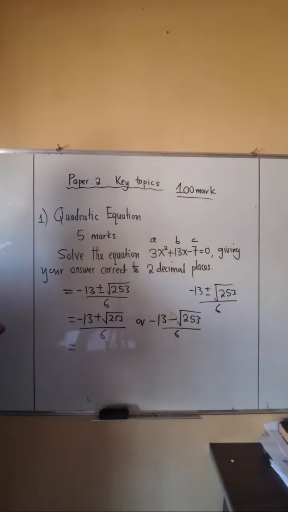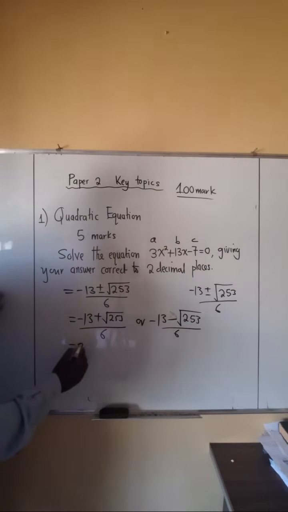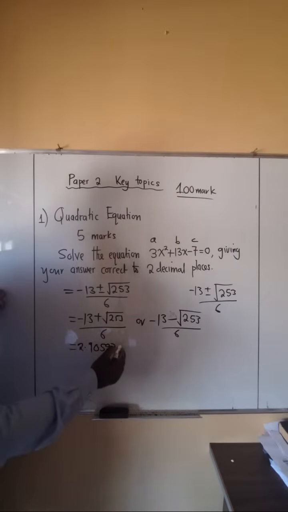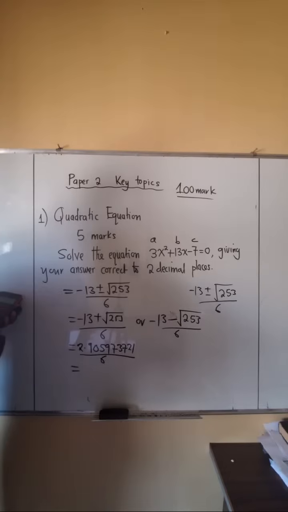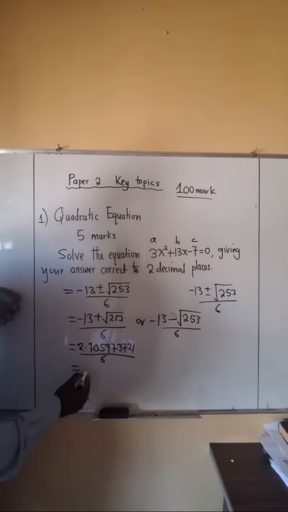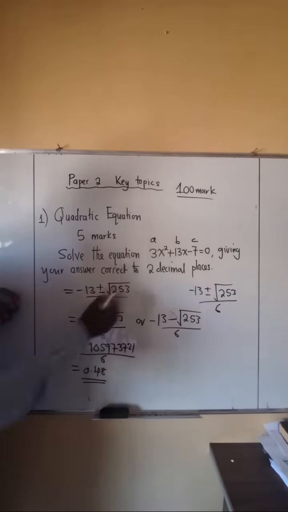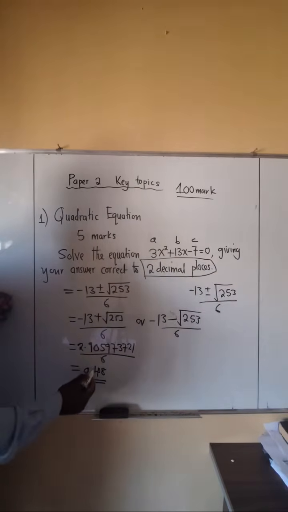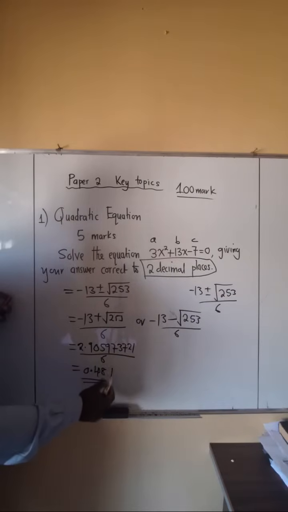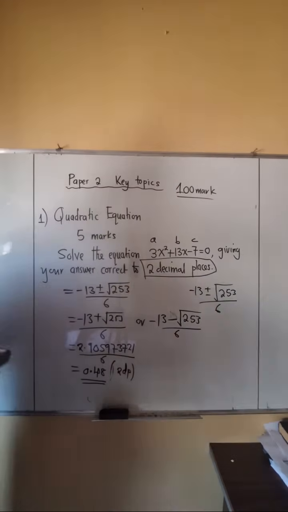This, of course, is giving us 2.0597371, divide by 6. So when you divide by 6, we're getting 0.48. This is our answer. I've written the final answer in 2 decimal places according to the instruction in the question. So it's supposed to be in 2 decimal places, 2 dp. That's it.